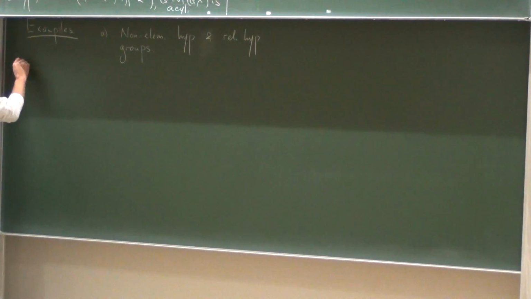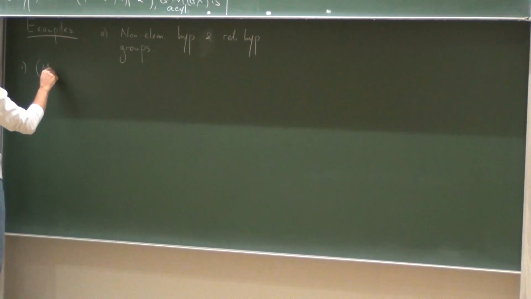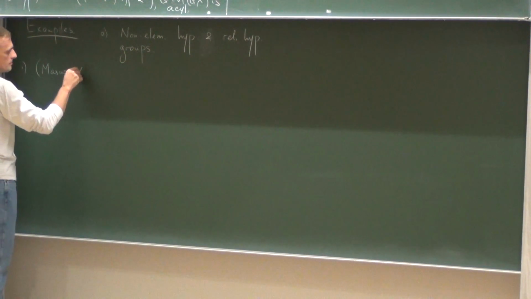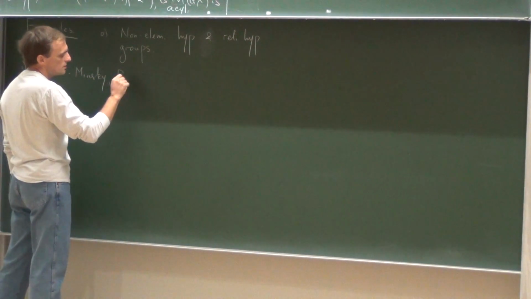Okay, number 1, and that's the first non-trivial example, mapping class groups, and this is a combination of results by Masur, Minsky, and Bowditch.